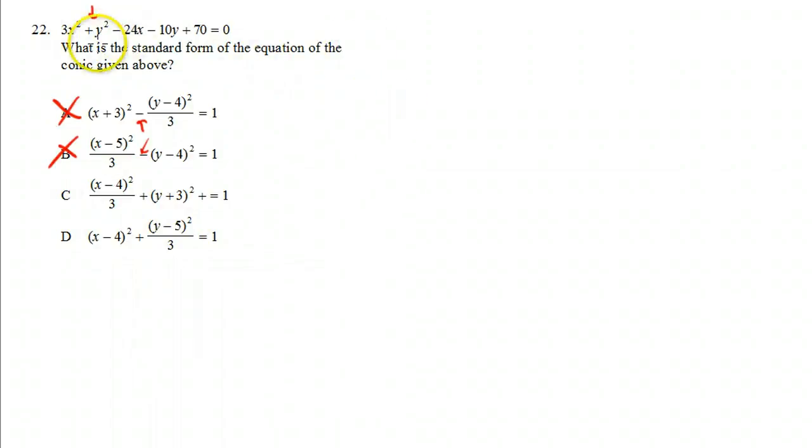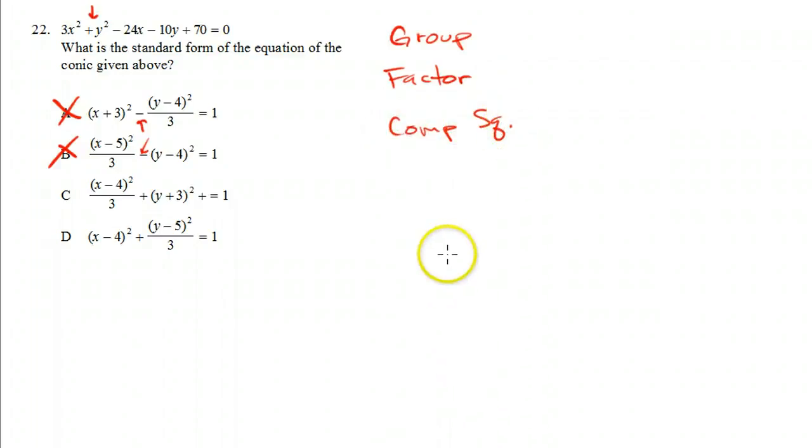So the way we do this, though, if you remember, is first we want to group the x's and y's. Then we need to factor out so that way it's just the x squared or just the y squared as the lead, with a 1 coefficient. And then we can do our completing the square. And if we can do the completing the square, then basically we make it equal to 1 and get our answer. So let's go ahead and go through that process.